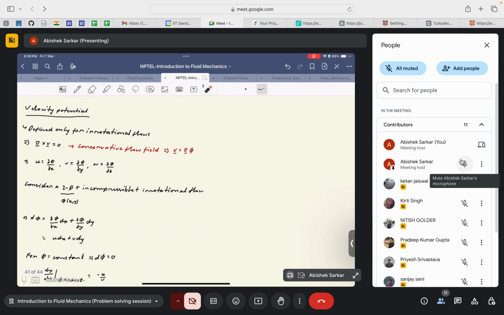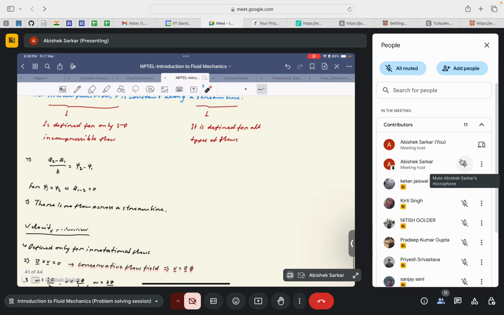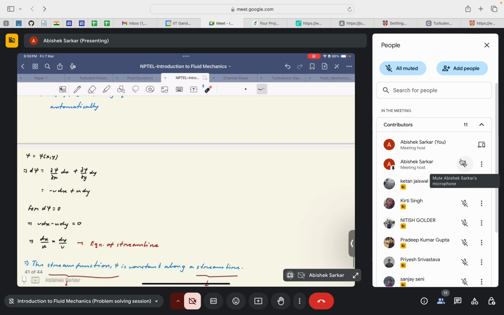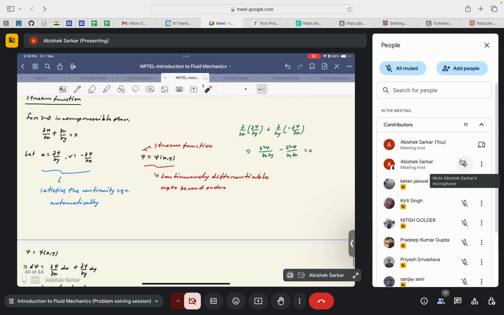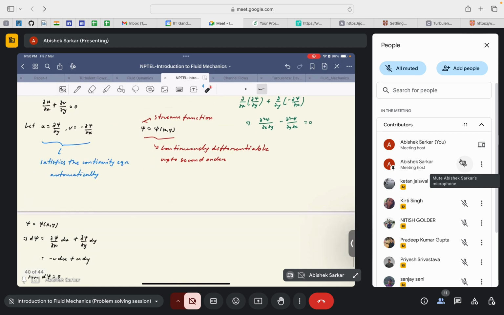So let me go back to the stream function. You may initially ask, sir, we already know about u and v, so why deal with psi? Why deal with the stream function? Here you can see that if you are able to define a stream function for this particular fluid flow, then the only variable that you need to find out is the stream function.